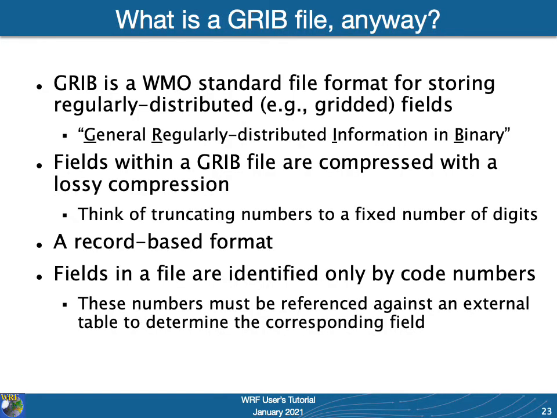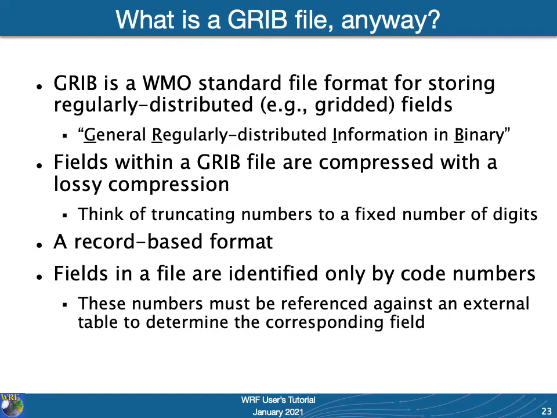So you may have experience with grib files in the past, and if not, you may be wondering what exactly a grib file is. Well, grib is a WMO standard file format for storing regularly distributed fields. And more often than not, regularly distributed simply means that these are gridded fields. So grib stands for General Regularly Distributed Information in Binary. All of the fields that are stored within a grib file are compressed with various compression methods, and more often than not, it's lossy compression in order to make the files as small as possible. In the simplest of these compression methods, you can think of taking all of the values in a field and truncating those values to a fixed number of digits.